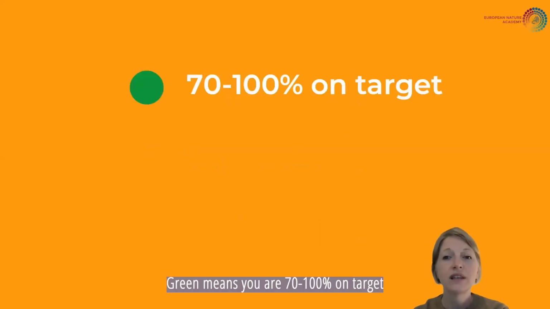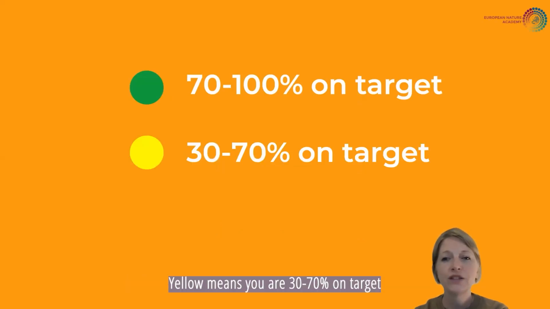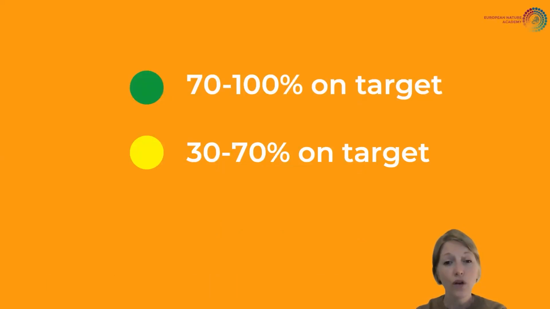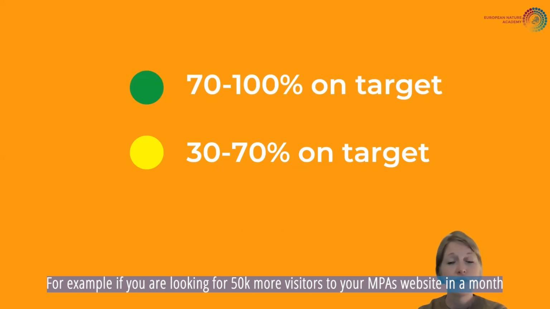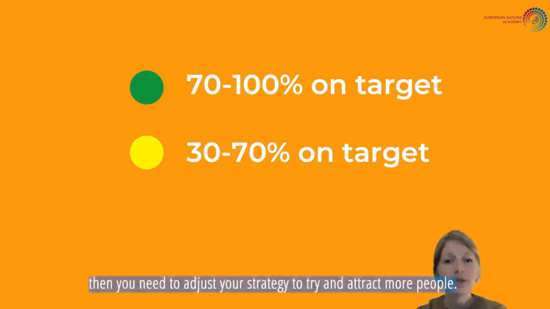Green means you're 70 to 100% on target and you should just continue doing what you're doing. Yellow means you're 30 to 70% on target and you need to develop a recovery plan for your key results. For example, if you're looking for 50,000 more visitors to your MPA website in a month, but after 2 weeks you only have 25,000, then you need to adjust your strategy to try and attract more people.